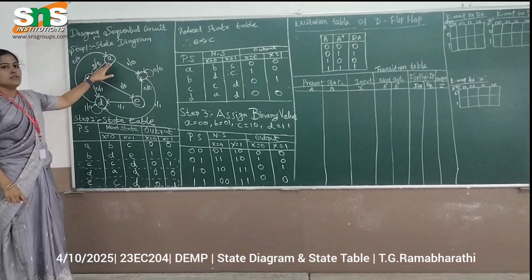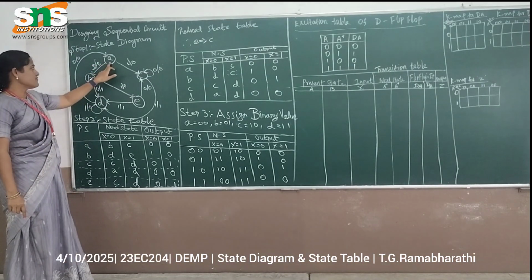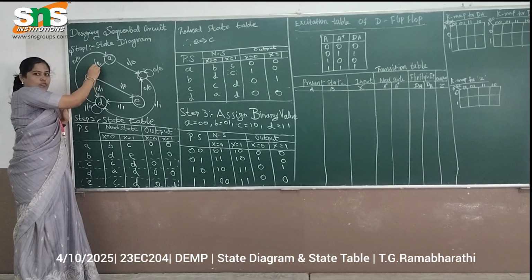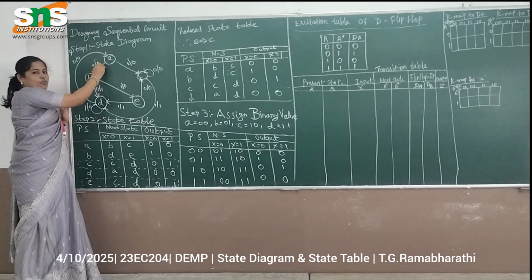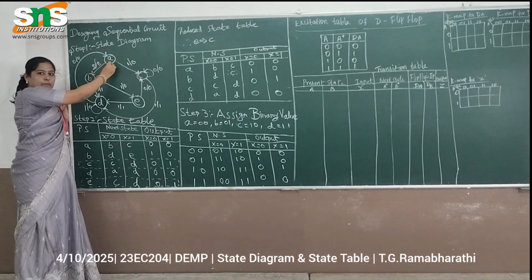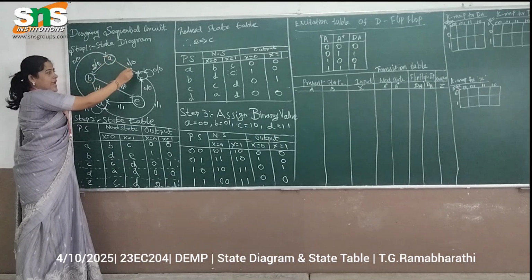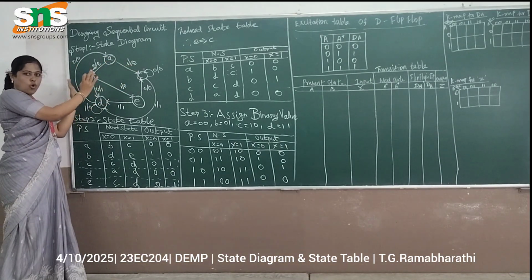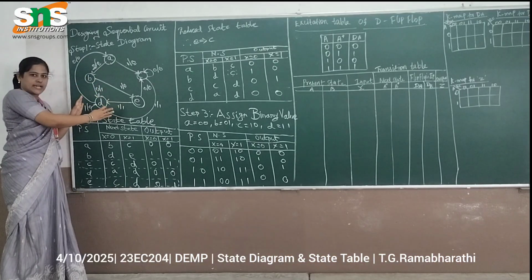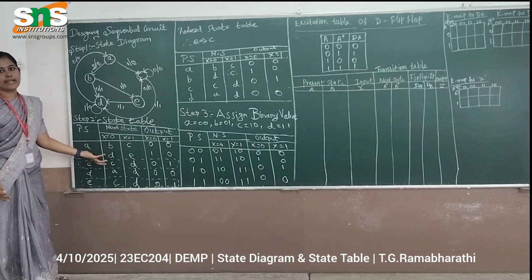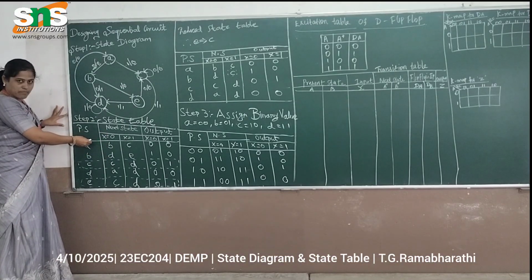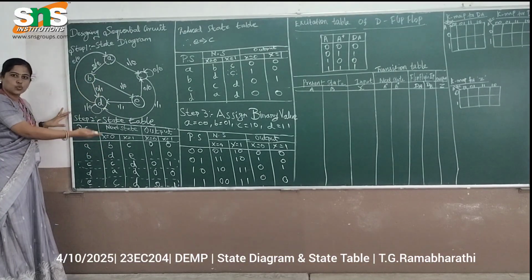For example, state A transitions from state A to B when the input is 0. At the same time the output is 0. But if we give an input 1, state A transitions from A to C, and at that time the output is 0. Using the same concept for all the states, we get a state table. Let's see. We will convert that state diagram into a state table.